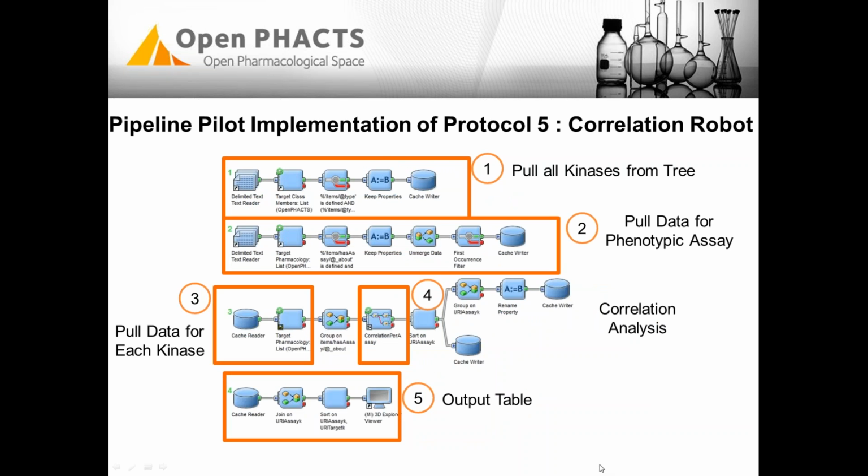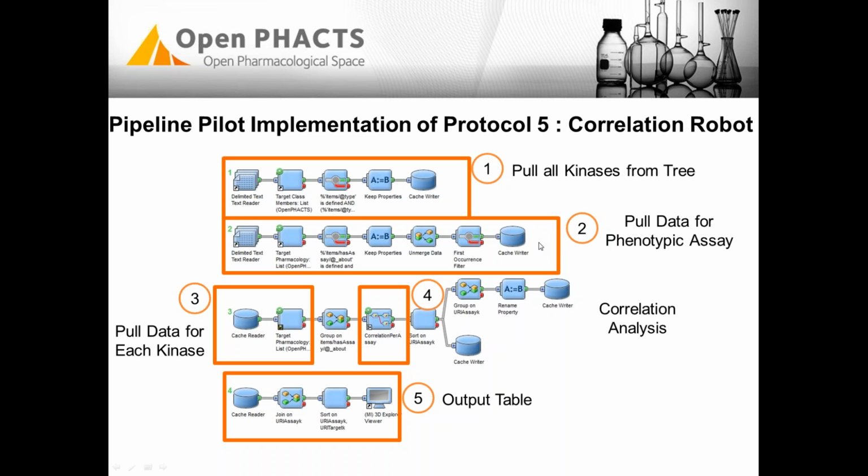Then the correlation robot is a protocol which in Pipeline Pilot is extremely simple to implement. The first thing you do, you pull all kinases from the target classification tree of Campbell. So you give the ID number of kinases, and this first data stream pulls all kinases for which there is data in Campbell.